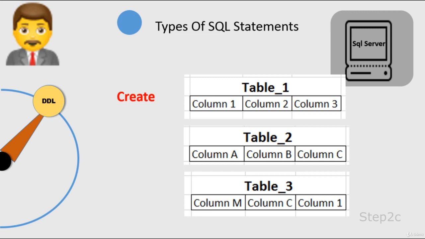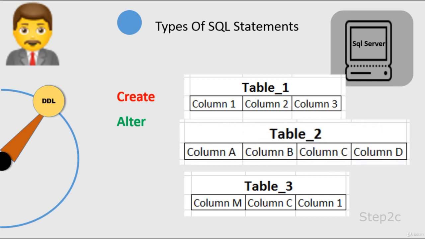The second command that falls under DDL is alter. By using alter, we could alter the shape and structure of a database object. Say if you want to add more columns or remove a few columns from the table, we could use alter. So by using alter, we could alter the shape and structure of a database object.